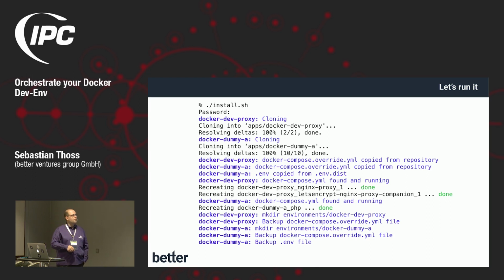So we check if the Docker Compose file is there. And if yes, we simply run docker compose up -d on the whole file. So the same then for the dummy. And then you see here, backup directories weren't there, so it creates in the environment the Docker Dev proxy. It backs up the Docker Compose file. It backs up here the Docker Compose file and the env file, and then everything should work.